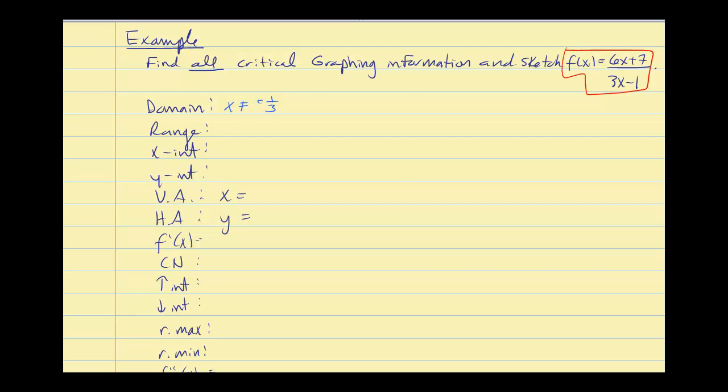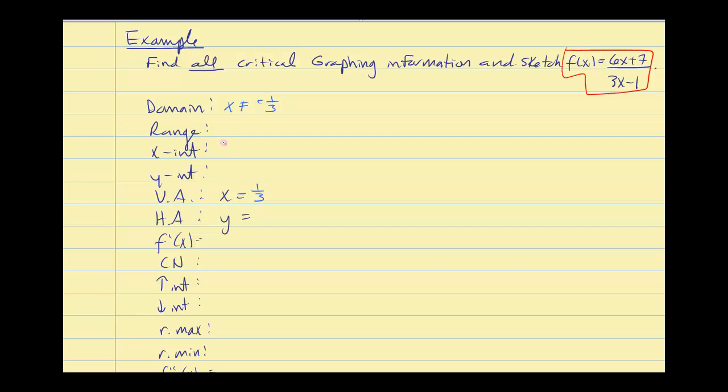So this tells me right away I also have a vertical asymptote at positive 1/3. Now remember, with an asymptote I can't just put 1/3, I have to put x equal 1/3 because it's a vertical line. Now the range I'm going to leave out for right now because the range is a little bit difficult to come up with, and it's easier to look at your graph after the fact.